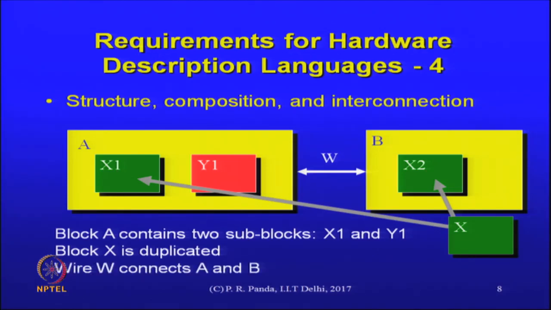We should be able to say, among other things, that there is this wire that connects these two blocks. So, composition: I should be able to specify that this block consists of these other sub blocks. I should be able to specify interconnection. These pins of one block are connected to those pins of the other block. I should be able to specify that.